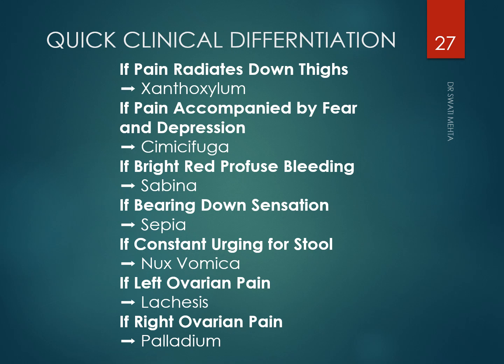Remember these keynotes: Xanthoxylum when there is neuralgic pain radiating to the thighs. Cimicifuga, ovarian pain with fear and depression. Sabina, bright red bleeding with sacrum to pubic pain. Sepia, bearing down sensation and pelvic relaxation. Nux vomica, dysmenorrhea with constant urging to stool. Lachesis, left-sided ovarian involvement. Palladium, right-sided ovarian involvement. So these peculiar symptoms are the true guiding symptoms that help differentiate one remedy from another and lead to accurate homeopathic prescription in cases of endometriosis.